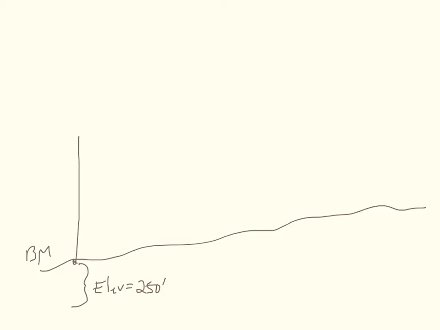Now, we place our stick here, we have our level up here. Our level is looking back at the benchmark, back at the stick, so that is our back sight. Let's say we read that to be, well, I don't know, 3 feet. I'm going to keep with easy numbers now. So now we know the elevation is 250. We know that we're looking at a place of 3 feet above that.